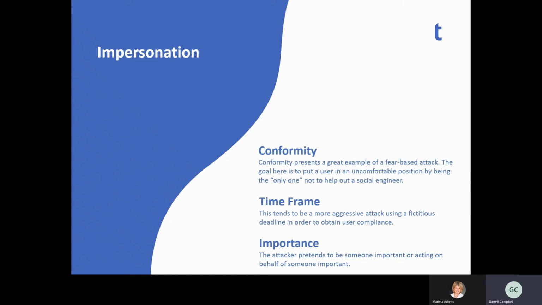The goal here is to put the user in an uncomfortable position by being the only one not to help out a social engineer. So this could be if somebody's successfully gotten into a network closet, or if they're trying to get somebody to log into the console, or basically just trying to get them to perform anything that the bad actor needed done. So if they needed to go look something up to break the escort policy, which is not technically conformity, basically they're going to try to get somebody to do something because their peers are doing it.